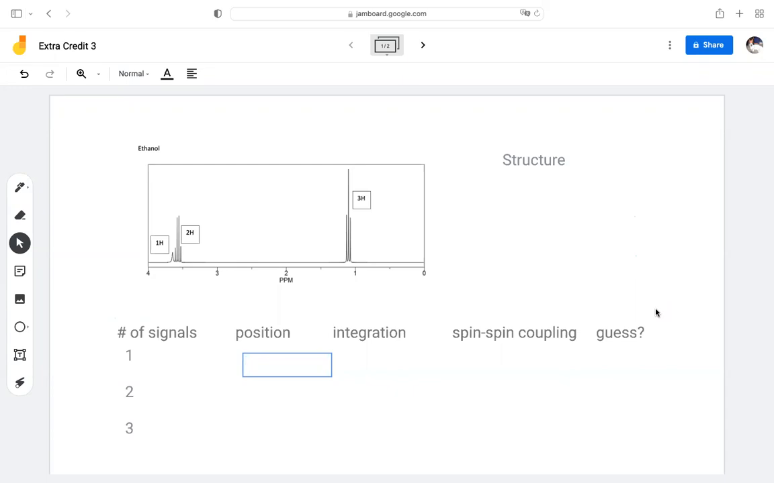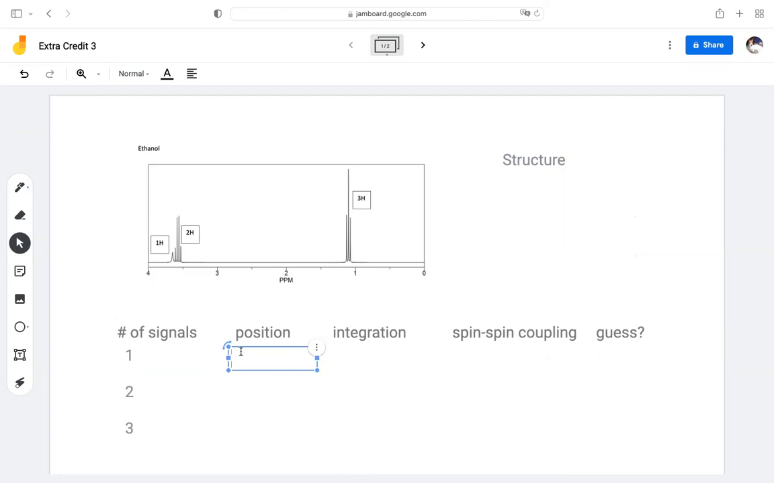So you're going to have your number of signals, position, integration, spin-spin coupling, and a guess of the partial structure that you think it might be. So we're going to start at this number one signal, which is going to be the furthest downfield. Furthest downfield is to the left of 2 ppm, and then to the right is more upfield in regards to the signals on this NMR.